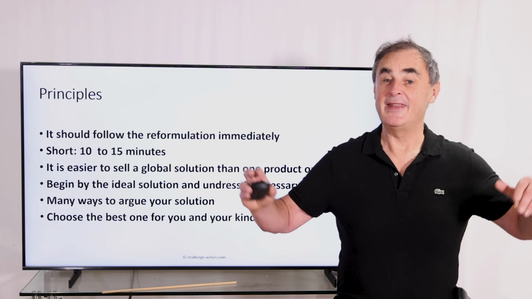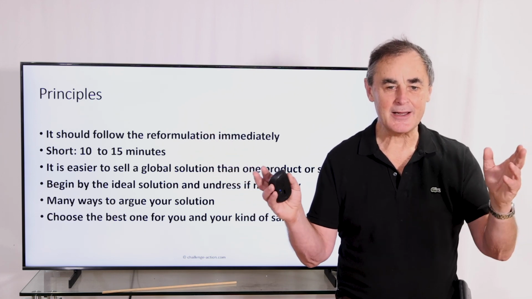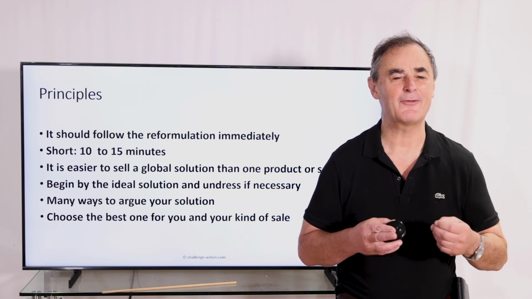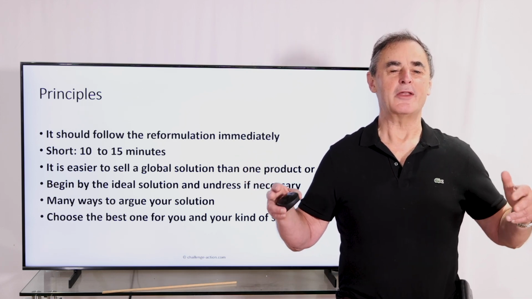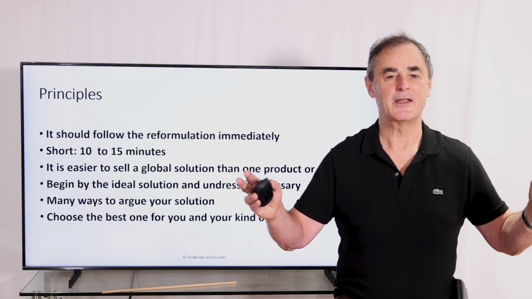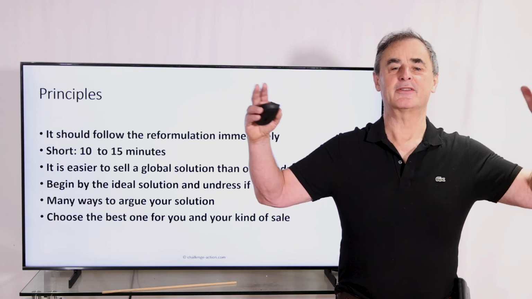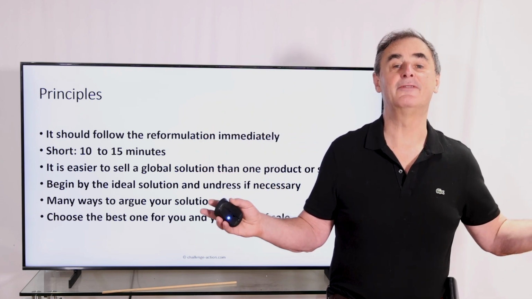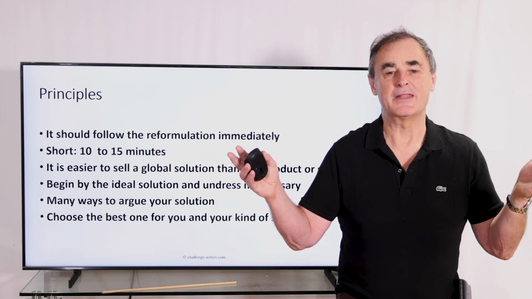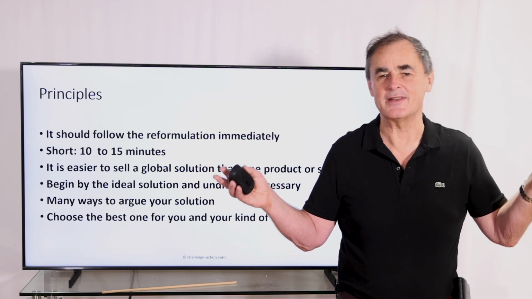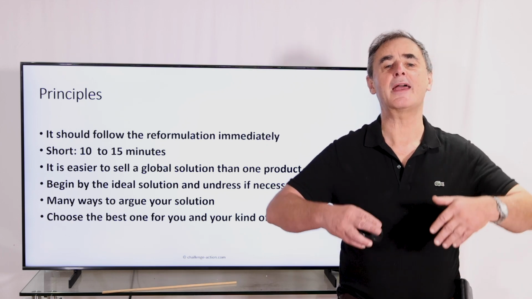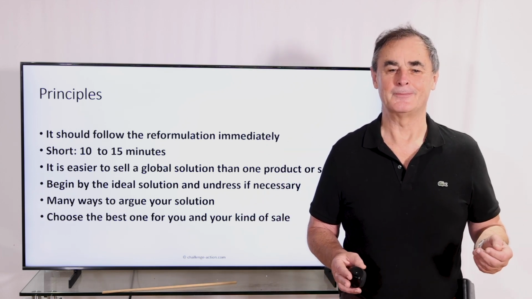You should begin with the ideal solution and then address if necessary. If you begin with a small price, it's going to be very difficult to increase your solution. So try to begin with the complete solution, the global solution. What's the global solution? It's, for example, the car plus everything that goes with the car, or the TV plus everything that goes with the TV. And then, if the customer finds it a bit too pricey, then you can begin to address and go to a more simple solution. But try at the beginning the global solution.